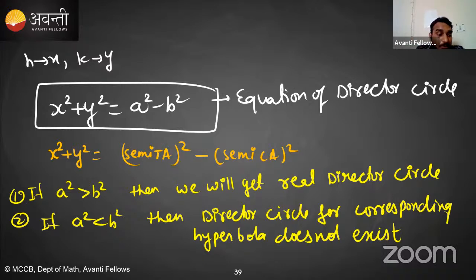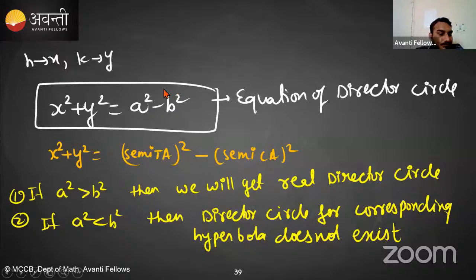But in case of hyperbola, we have to check whether the length of the semi-conjugate axis is greater than or smaller than the length of the semi-transverse axis. Means a square is greater than b square or a square is less than b square. If a square is greater than b square, then for sure a real director circle will exist. But if a square is less than b square, then it is an imaginary circle. It means no real director circle will exist.